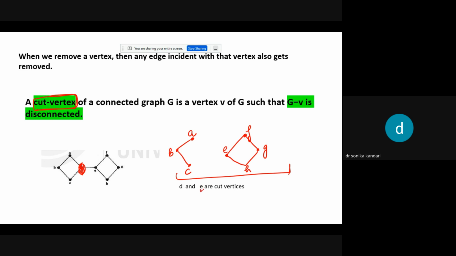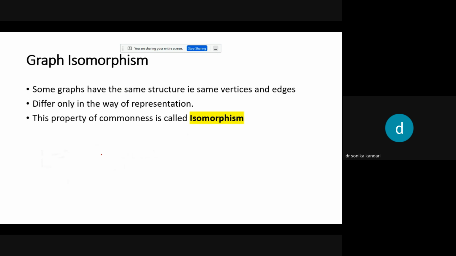In a similar way, we can remove E also to form the disconnected components. So we can say D and E are cut vertices of the graph. Fine. Then what do you mean by graph isomorphism? What do you mean by graph isomorphism?